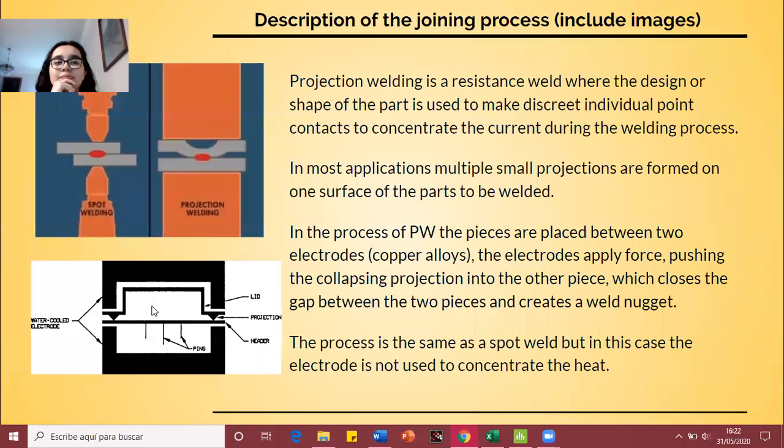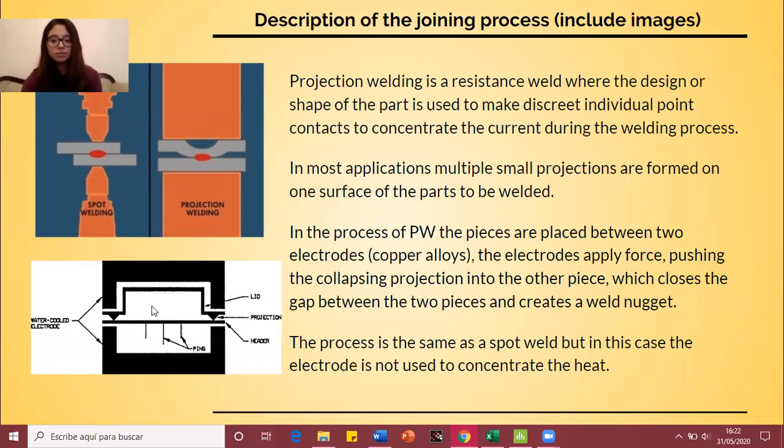First, we're going to do projection welding, also abbreviated as PW. A little description of this process is that projection welding is a resistance weld where the design or the shape of the part is used to make more discrete individual point contacts to concentrate the current during the welding process. In most applications, multiple small projections are formed on the surface of the parts to be welded.